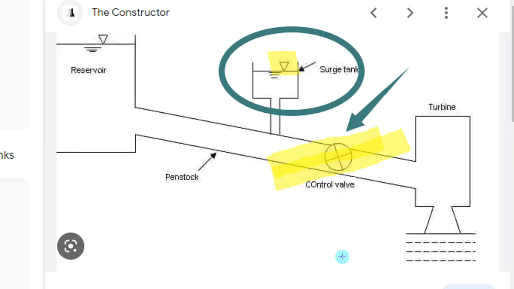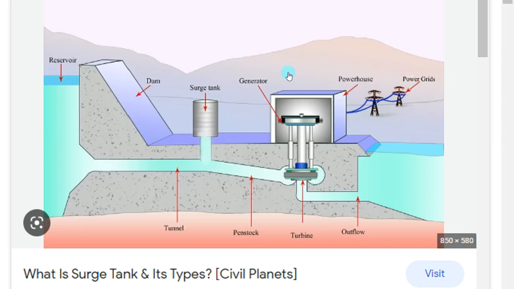We have generators and governors, and then we have a tailwater at the down, right? So it's a device, a surge tank. Okay, so we talk about renewable energy. Renewable energy is the energy which is actually from renewable resources. So what are the renewable resources?